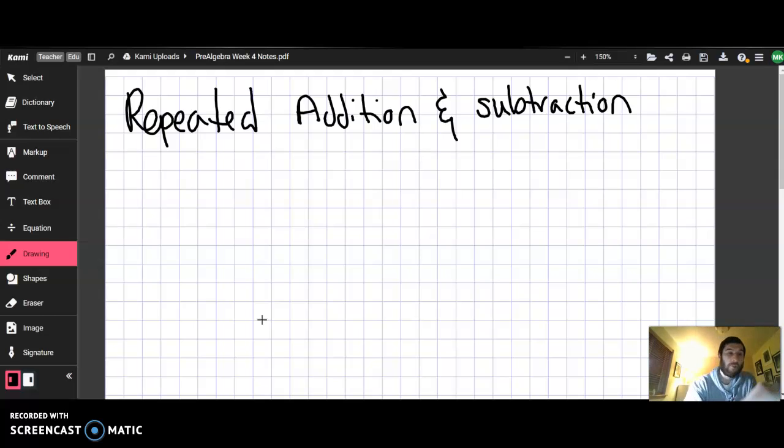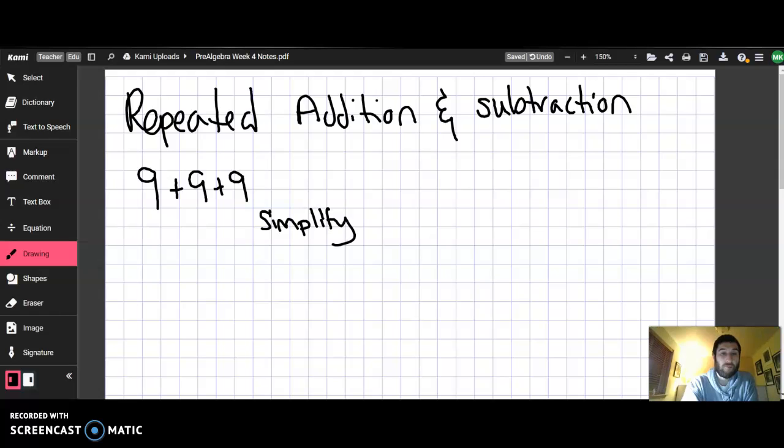First things first, when we have 9 plus 9 plus 9, I want to emphasize the difference between rewriting this and simplifying this. Simplifying this is just combining, adding them together, and reaching our answer. So if we were to simplify, we would just say 27. 9 plus 9 plus 9 is 27.